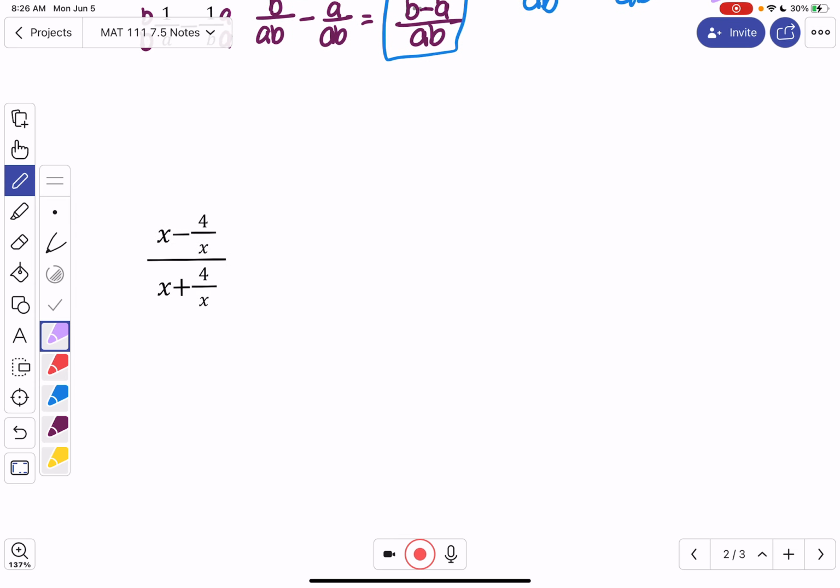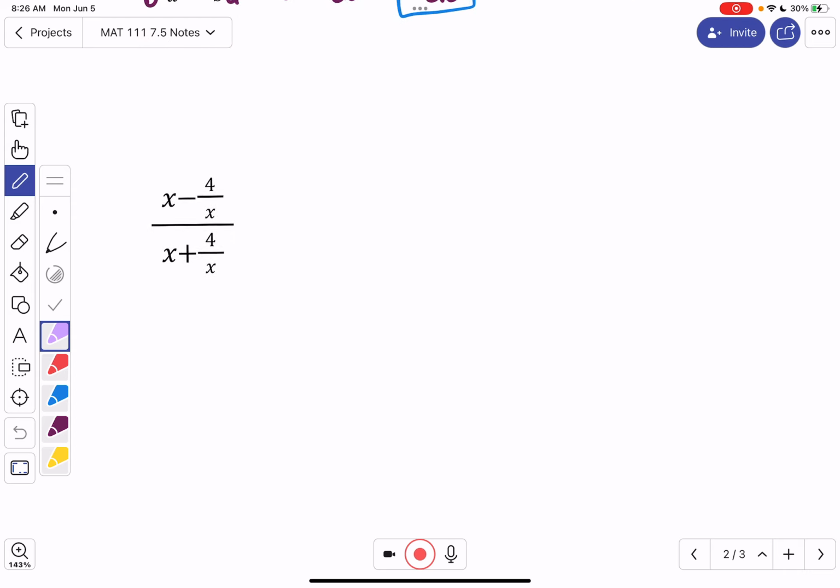So if you want, you should pause, try the next three, see how you do. Check in one at a time or all at once, it's up to you.